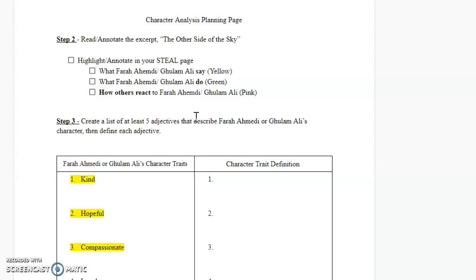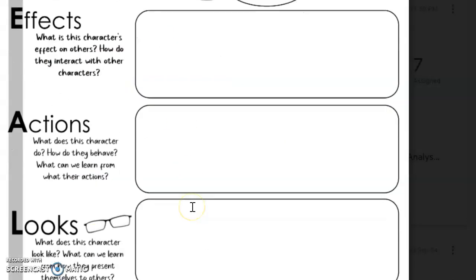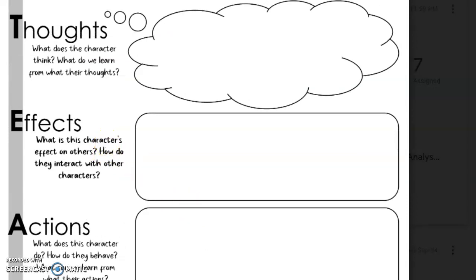Lastly, how do others react to Farah or Ghulam Ali? In pink. Same thing, you're going to do that, but with their effects. What are their effects on other people?